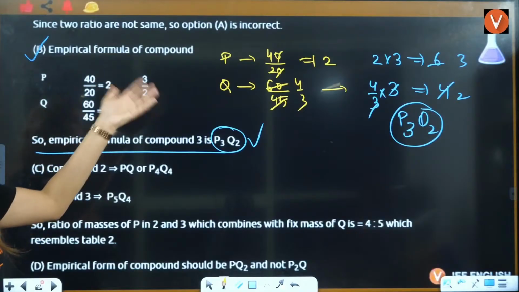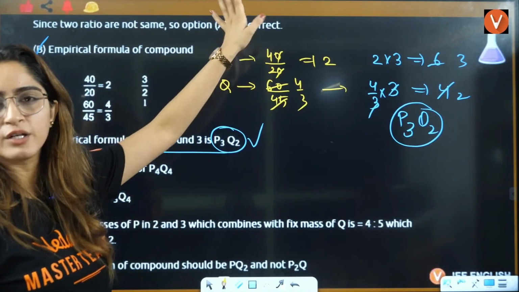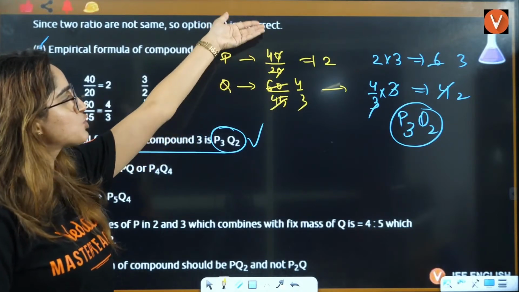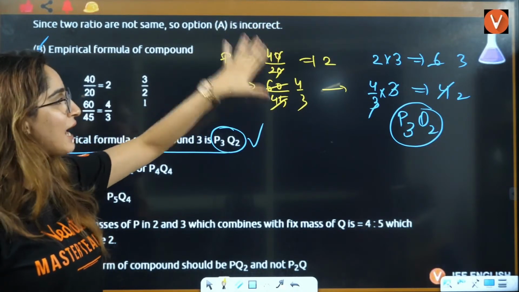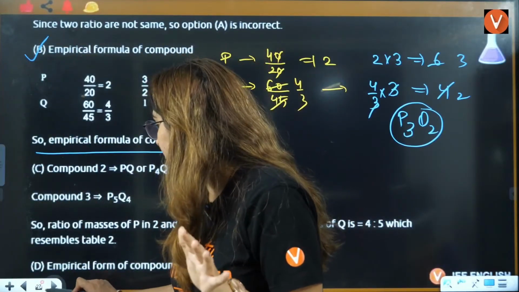In one kind of option where atomic weights are given to you, you are solving it with the previous method only, by putting moles is equal to percentage by atomic mass, and then you calculate the empirical formula. By this, you will verify these 4 statements.